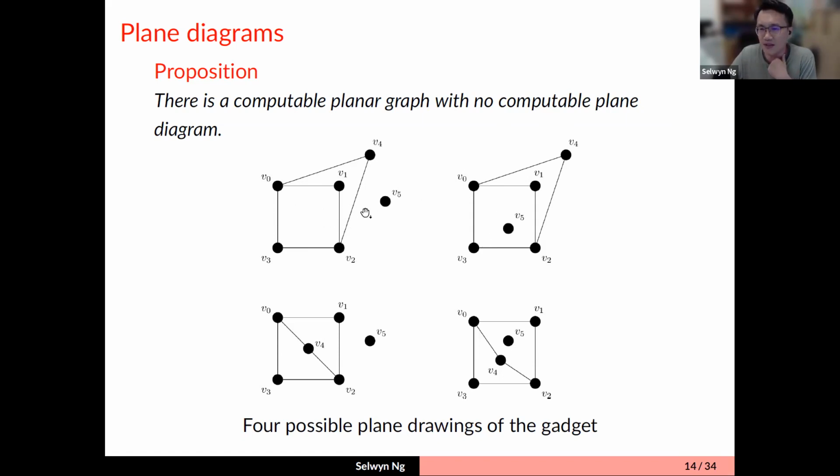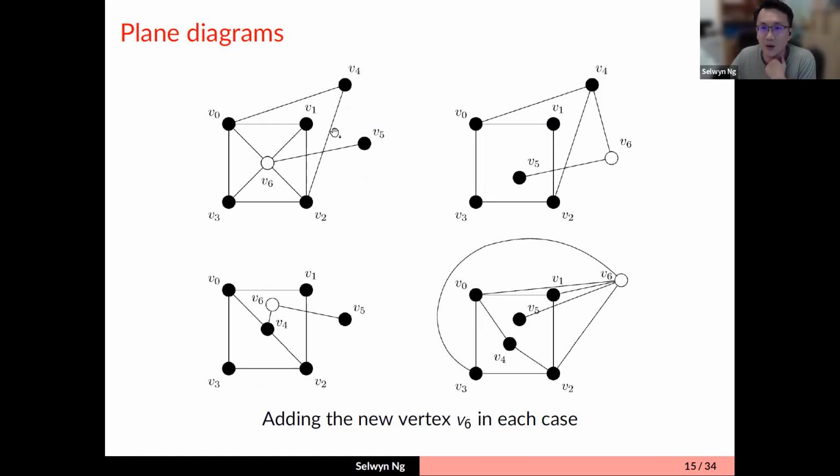There are four possibilities for this particular gadget: whether V5 and V4 are both on the same side or on different sides of the face represented by the square. Here V4 and V5 are both outside. Here they're both inside, and here we have these two other possibilities. Depending on what the plane diagram does, we can do the opposite. For instance, if V4 and V5 appear in this way in the computable diagram, we can add one more vertex, V6, in the center here and connect it to V0, V1, V2, V3, and also to V5.